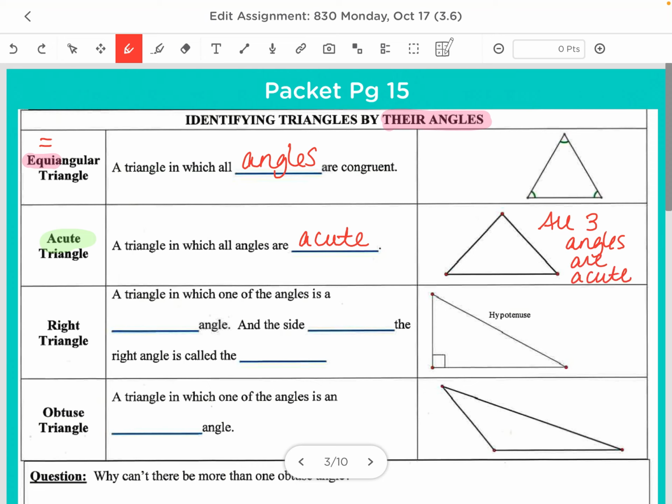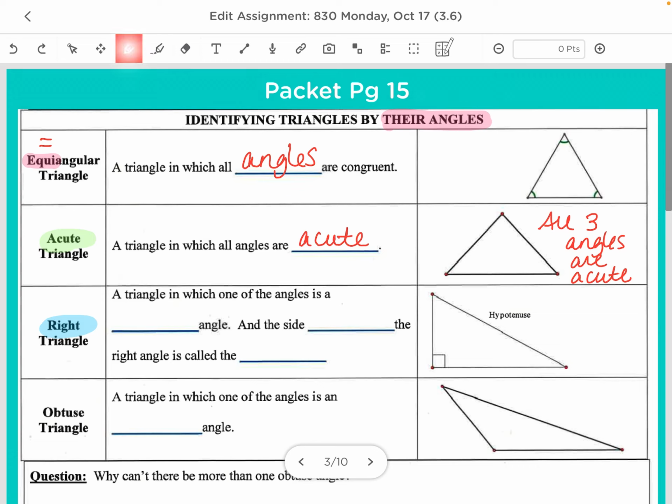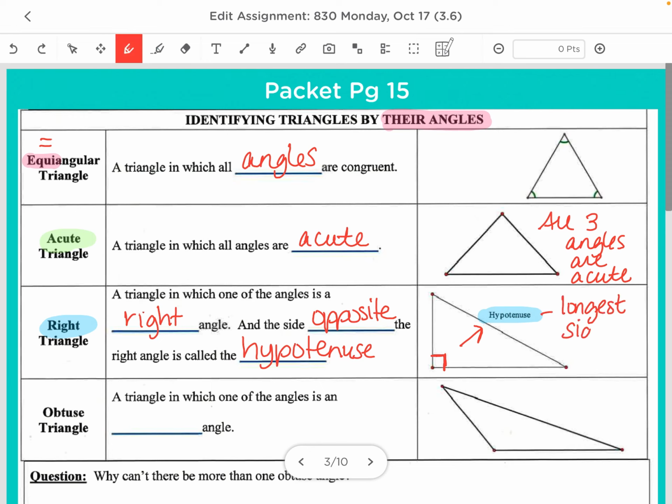Okay, a right triangle is exactly what it sounds like. A right triangle is a triangle in which one of the angles is a right angle. The side opposite the right angle, you probably remember this from algebra, hopefully, is called the hypotenuse. So if you have one right angle, it makes it a right triangle. And the side that's across from that is called the hypotenuse. Because the right angle is the largest angle in a right triangle, the hypotenuse is also the longest side of a right triangle.